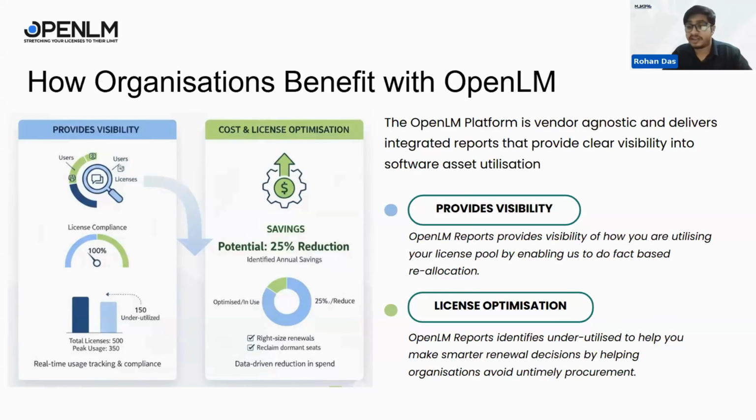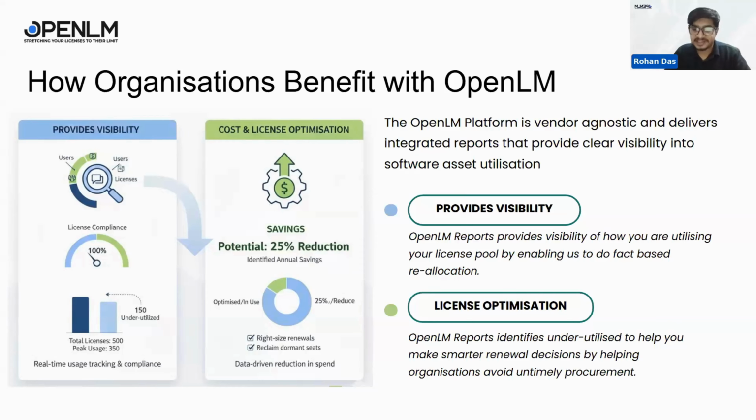OpenLM reports provide you the visibility of how you're utilizing your license pool, and then it will enable you to do a fact-based reallocation. You can divide it among your departments, among your groups, among your users. This way it will give you total control over your software assets and software licenses.